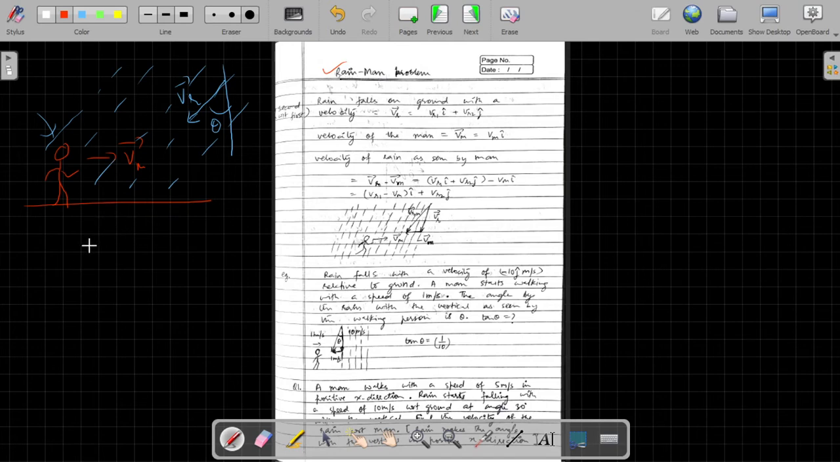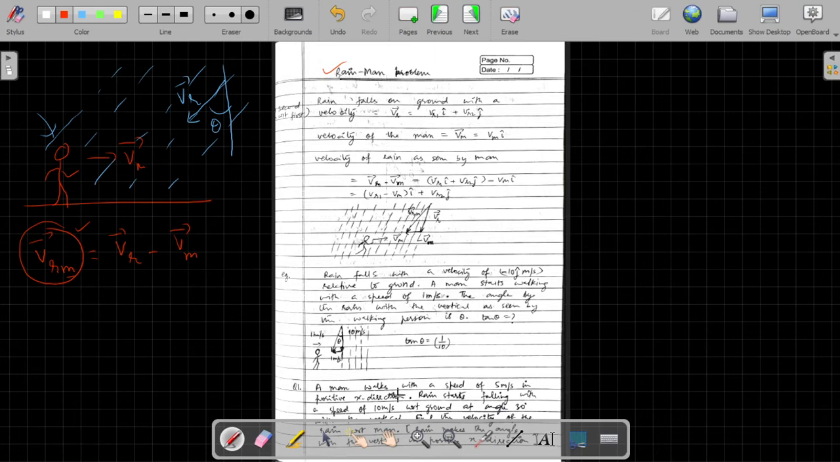As we have discussed in the idea of relative velocity, when you have two bodies which are observing each other, in this case, if I want to observe rain, I would write v vector, and the first subscript I would write is r, that is what I want to observe, and with respect to what I want to observe, that is man, the second subscript. So velocity of rain with respect to man is found by subtracting the velocity of man from the velocity of rain.